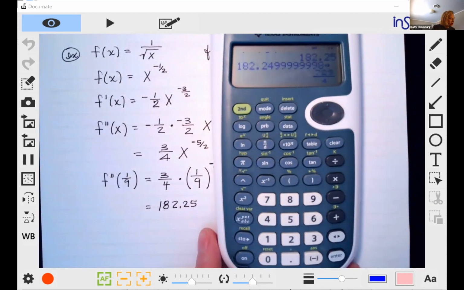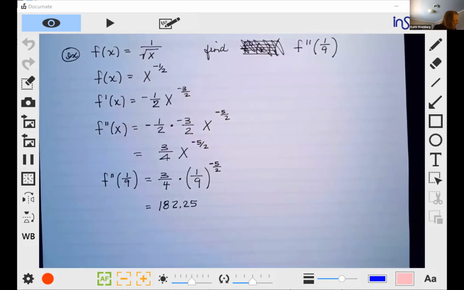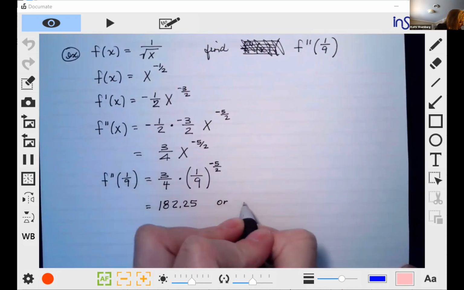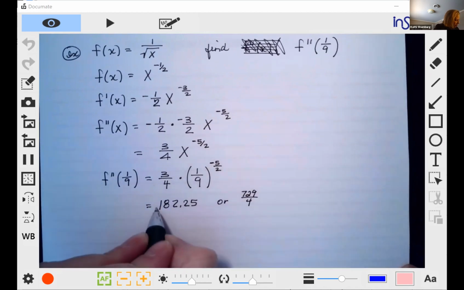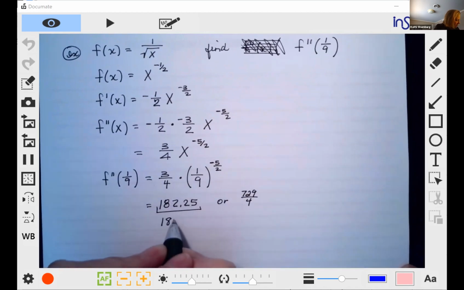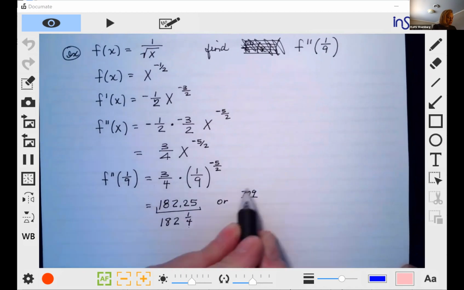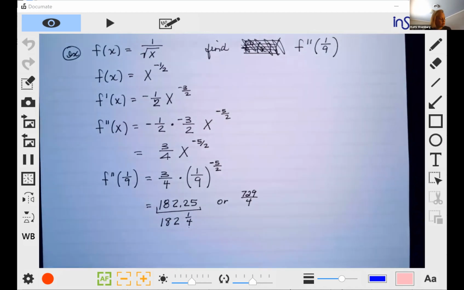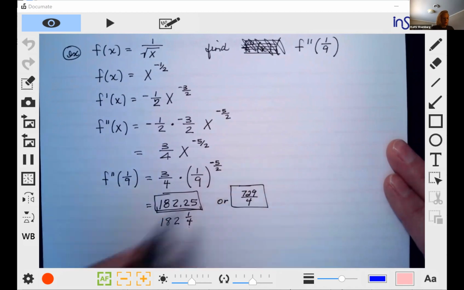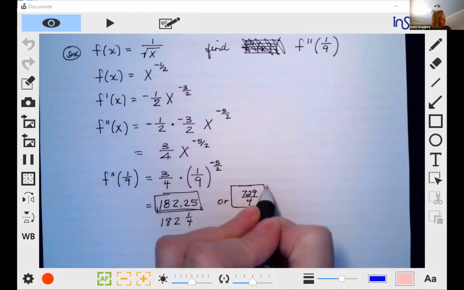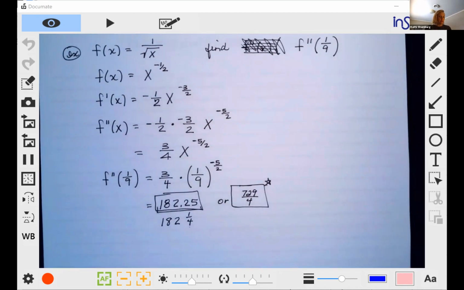double arrow and it'll convert it into its fraction, which is 729/4. Because we know this is 182 1/4. If you take 4 times this plus 1, you'd get 729/4. So either this or this, just pay attention to WebAssign as to what it wants. I'm going to guess it might want this, but I'm not 100% certain.